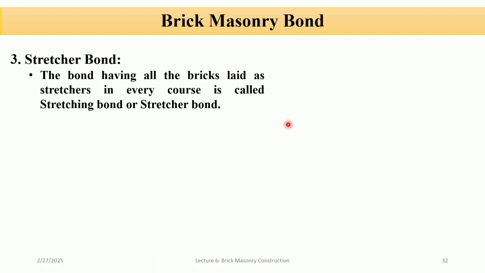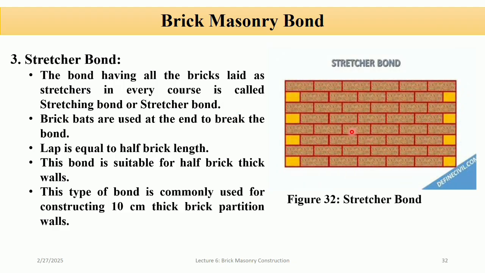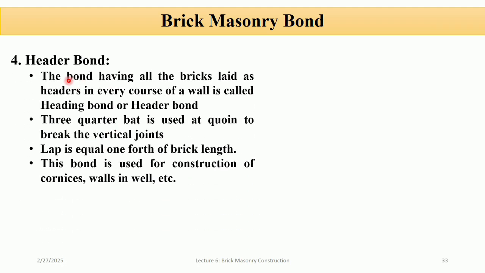Stretcher bond. The bond having all the bricks laid as stretchers in every course is called stretcher bond. So you can see in the figure that here we provided all the bricks as stretchers. So that's why it's called stretcher or stretching bond. Here we provide the brickbat to break the bonds, and this type of bond is suitable for half brick thick walls and is commonly used for constructing 10 centimeter thick partition walls.